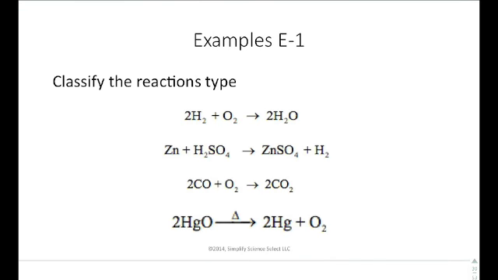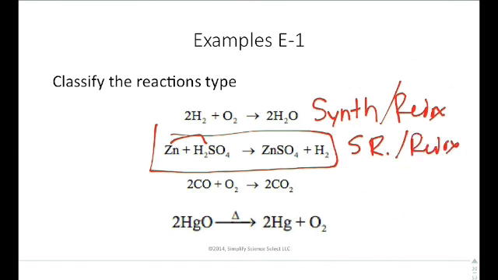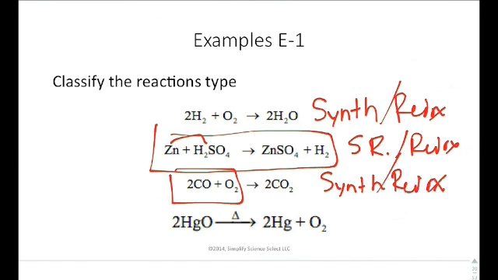So if you look, we have a couple of examples. And the first one says we want to classify each one of these reaction types. So the first thing we want to do is call this a synthesis reaction, but we also want to call it a redox. It's a synthesis redox. The next one, this reaction right here is a single replacement because you have the zinc replacing the hydrogen, and it is also a redox. The next, you are combining multiple things, so you have a synthesis, which is also a redox. And the last one you are having something fall apart, so it is called a decomposition, and it is also a redox.